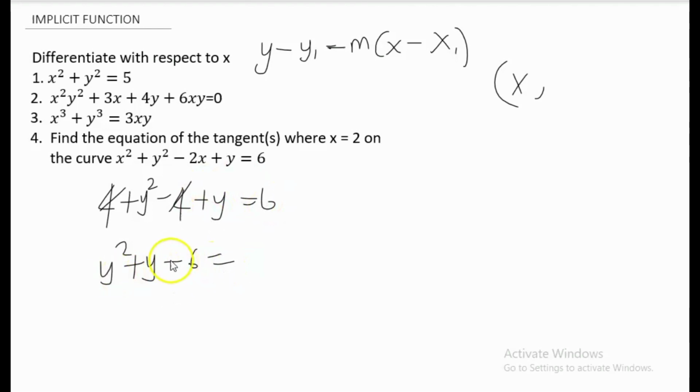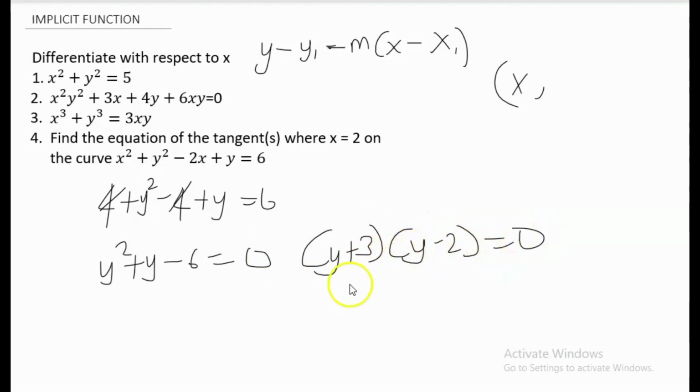So now this is a quadratic equation. If you solve this, you're going to get y plus 3, y minus 2 equal to 0. Okay, so now obviously our y here is going to be equal to negative 3, and our y here is going to be equal to 2. We just take 3 to the other side and take negative to the other side of the equality sign.